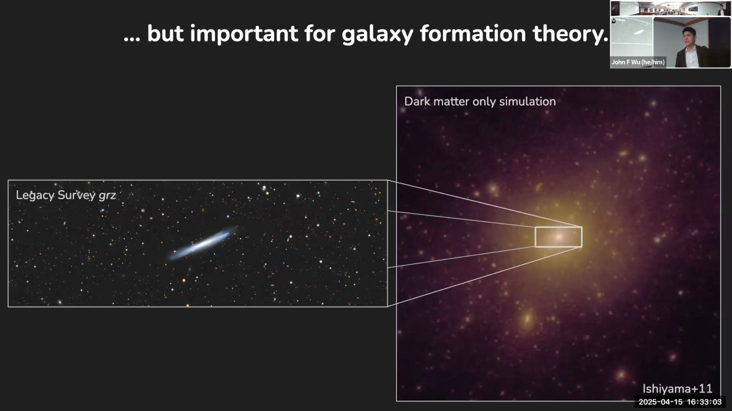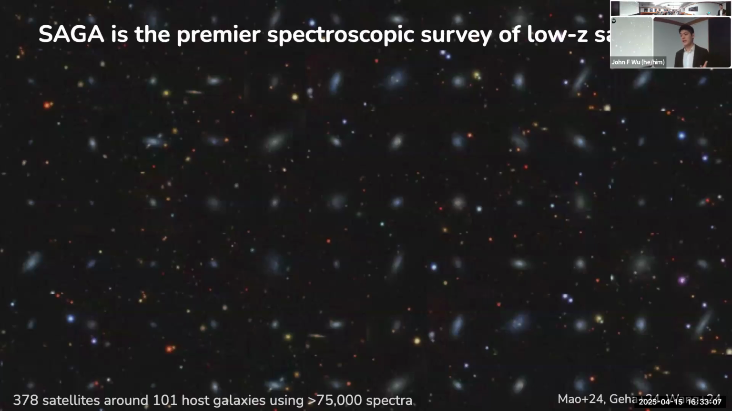But if it's some distant interloper, and there are many, many more of those, then it's obviously not a real satellite galaxy. Out of something like, I think, 75,000 spectra taken in this very rigorous observational campaign, we ended up with 378 satellite galaxies. So in other words, something like a 0.5% success rate. Try writing that in your observing proposals.